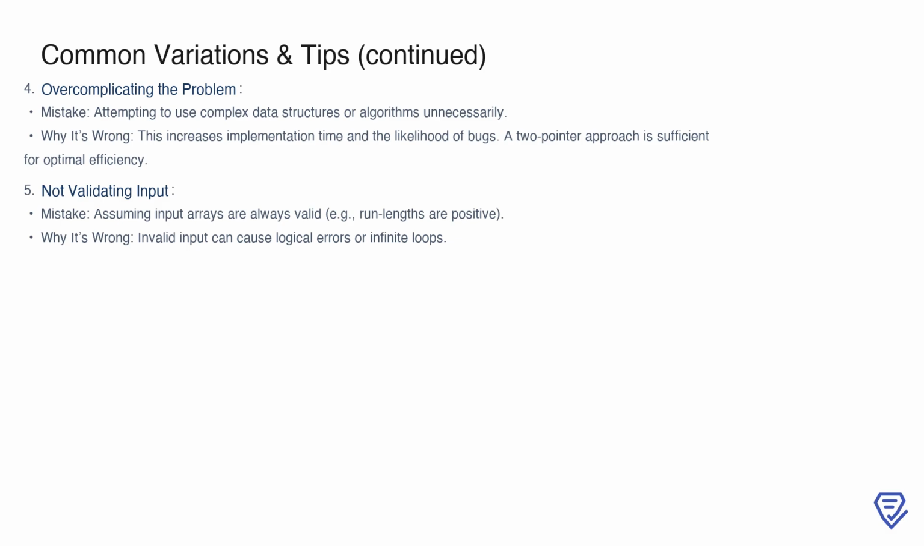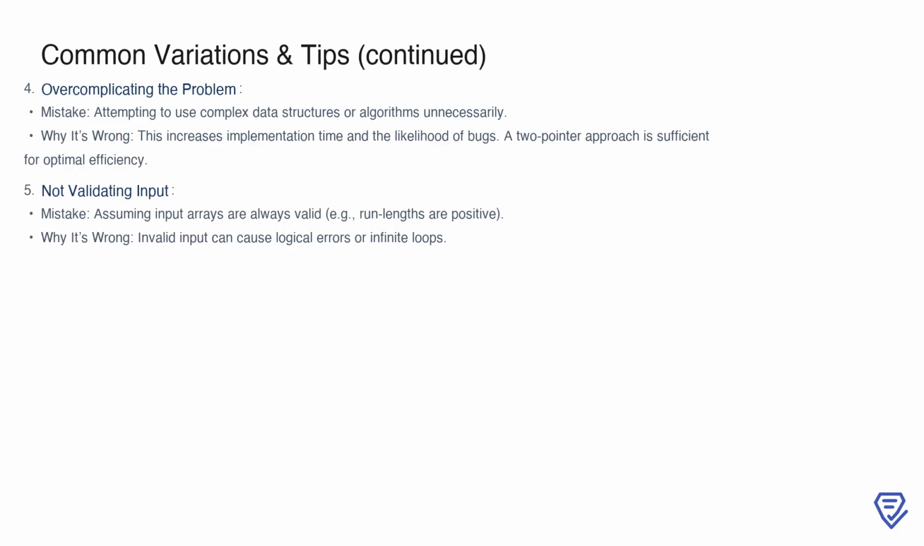Another pitfall to watch out for is overcomplicating the problem. It's easy to get caught up in trying to use advanced data structures or sophisticated algorithms, but these often add unnecessary complexity and increase the chances of introducing bugs. A well-implemented two-pointer approach is both simpler and more efficient, so there's no need to look beyond it.